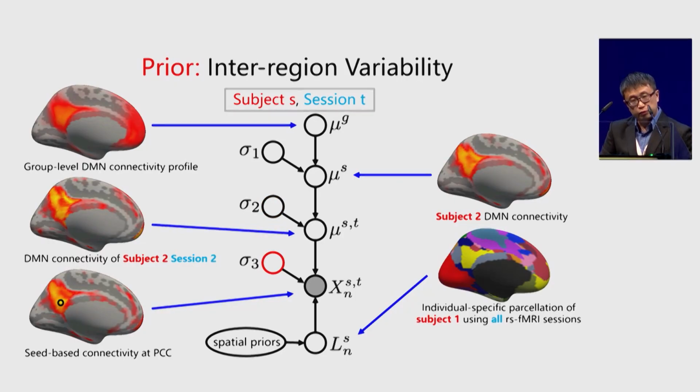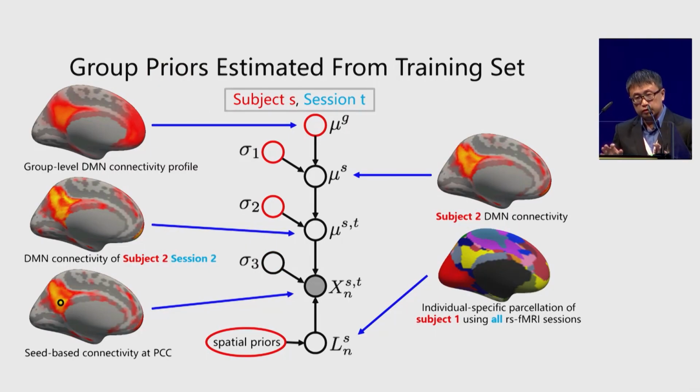And then the sigma 3. Sigma 3 controls the interregional variability. So in our model, we don't assume that a network has a piecewise connectivity, that is a constant connectivity everywhere. So sigma 3 allows us to control how variable the connectivity is within the network. So if sigma 3 is high, this means that within the network, there can be high interregional variability.